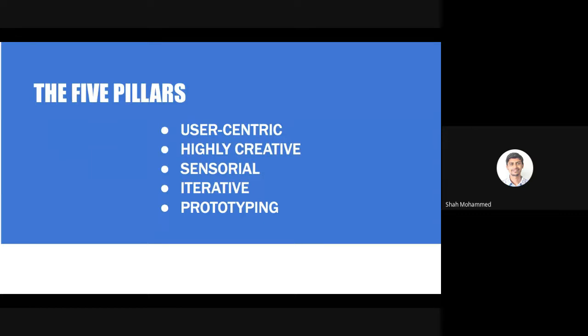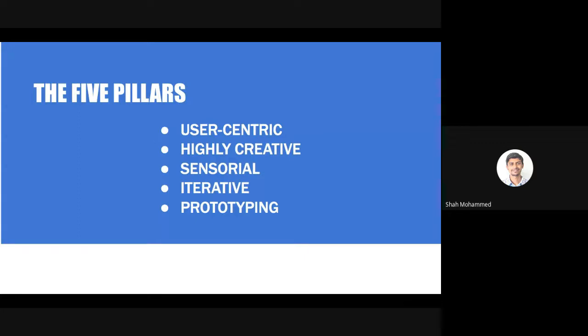You have to come up with tens of solutions, right? It's not just one solution. You have to come up with 5 to 10 solutions. Each solution has to be different from each other. So we generally use creativity tools for that. So it's a highly creative field.